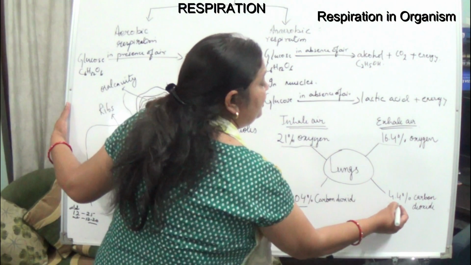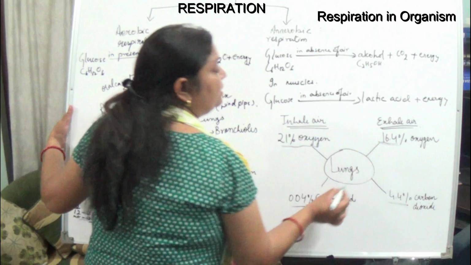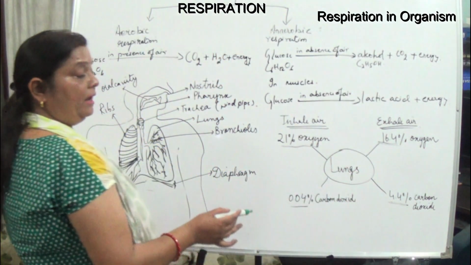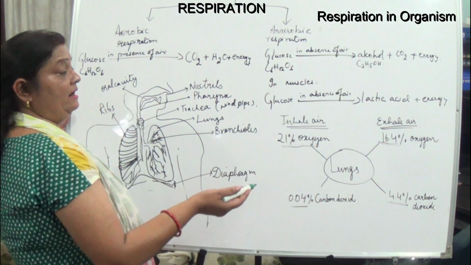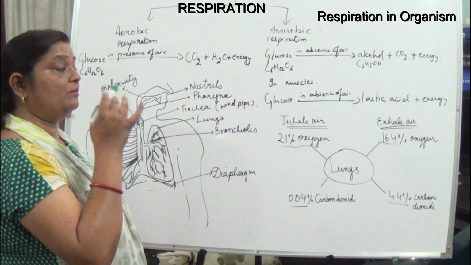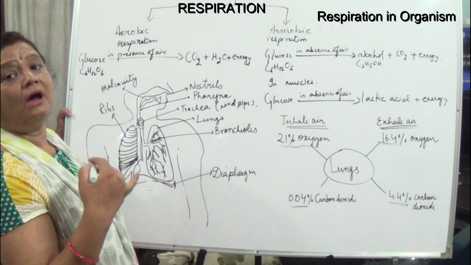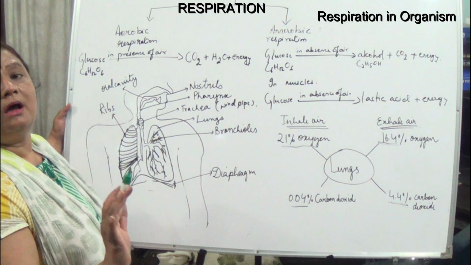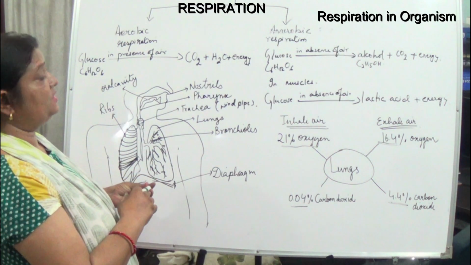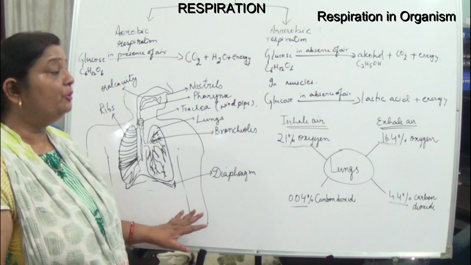So here you can see in exhalation oxygen given out is less and carbon dioxide is given out in large quantity, and during inhalation oxygen taken in is in large quantity and given out in a very small quantity. Okay. So this is about the respiration in human beings.